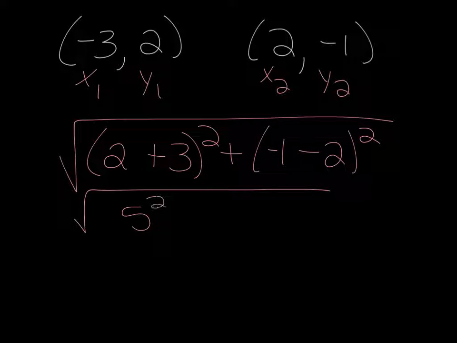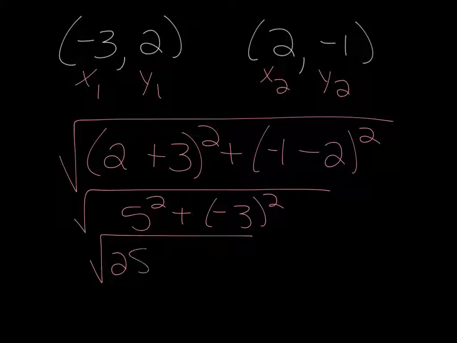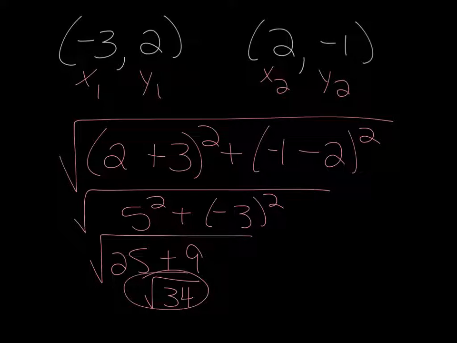That's going to be 5 squared plus a -3 squared. So that's the square root of 25 plus 9. And that's the square root of 34. That does not simplify. It does not have a perfect square that divides it. It is not a perfect square, so that's my answer.